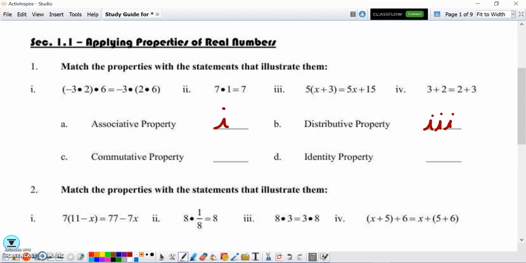The commutative property, that's where we can switch the numbers around and we still get the same answer. So that would have to be number 4. And then the identity property, that's where we can multiply 2 things together and get the same number back. In this case, that would be number 2.